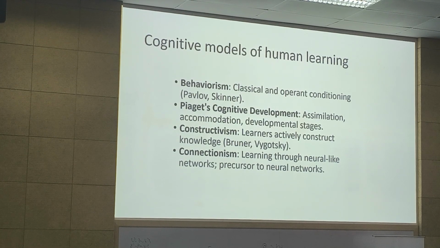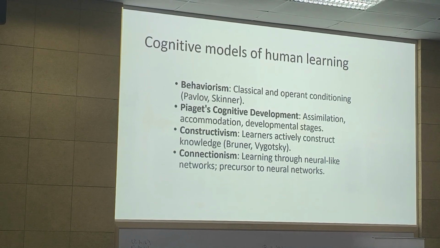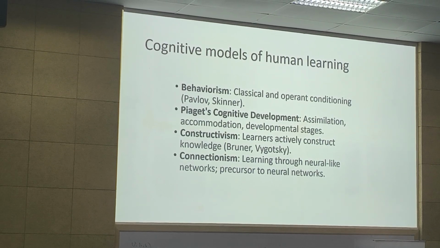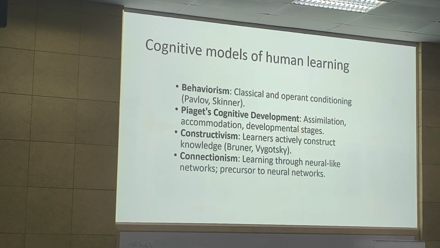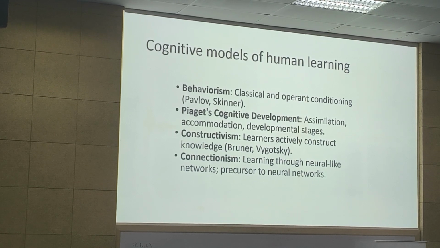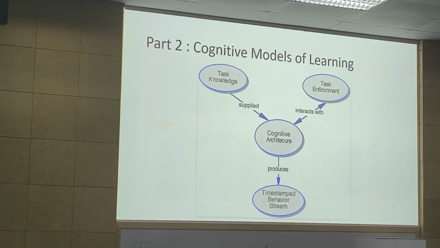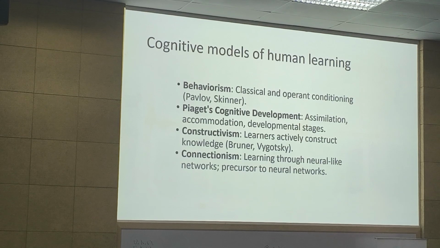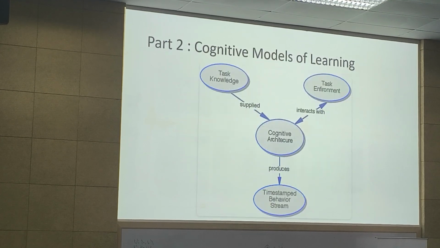And we have also covered the different models of human learning. So if you look over here: behaviorism, Piaget's cognitive development, constructivism, connectionism. We also saw this in the ethics lecture just now. So there are different models, different levels of how learning actually happens. It's quite comprehensive in terms of coverage, so make sure you go through them.